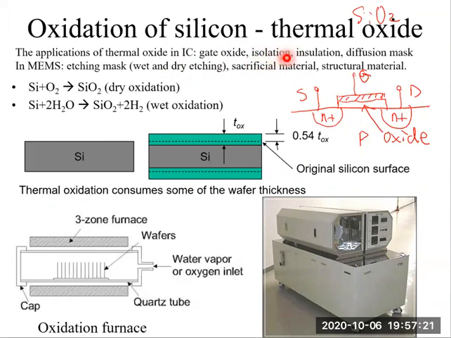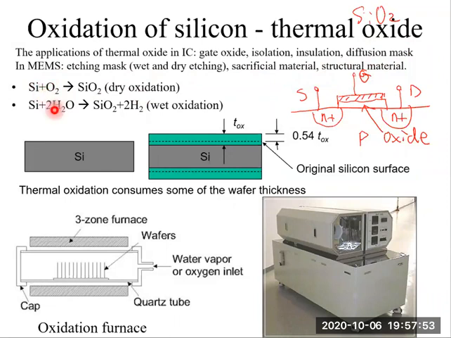Thermal oxide can also be used for isolation, insulation, and as a diffusion mask. In MEMS, thermal oxide can be used as an etching mask for both wet and dry etching, or as a sacrificial layer, or structural layer. This thermal oxide layer can be used either as a sacrificial layer or structural layer.